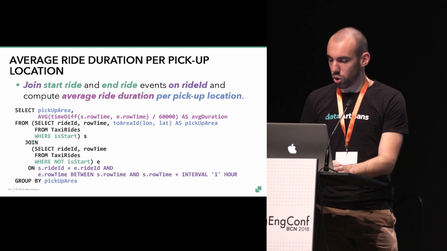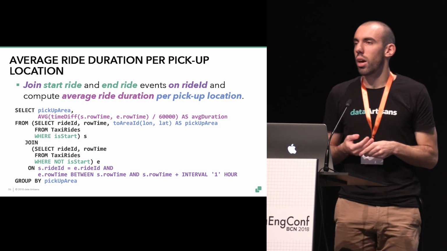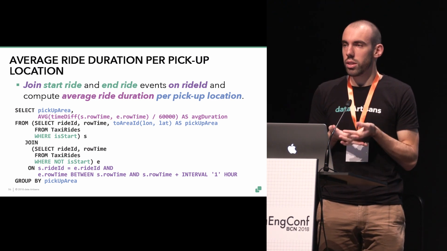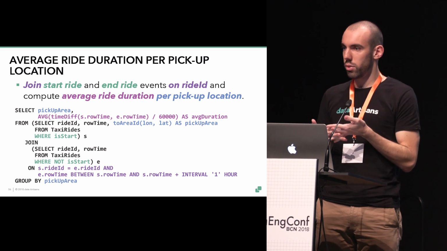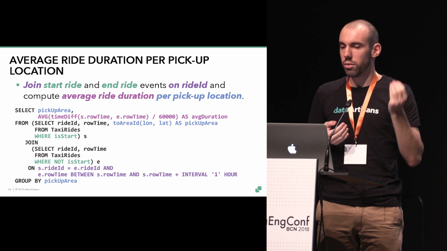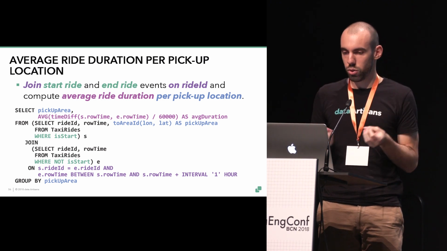We can also do even more complicated stuff, like, why not compute the average ride duration per pickup location? So what we are basically doing in this query, we have two subqueries. Subquery one gives us the start events. Subquery two gives us the end events that are coming in from the taxi.